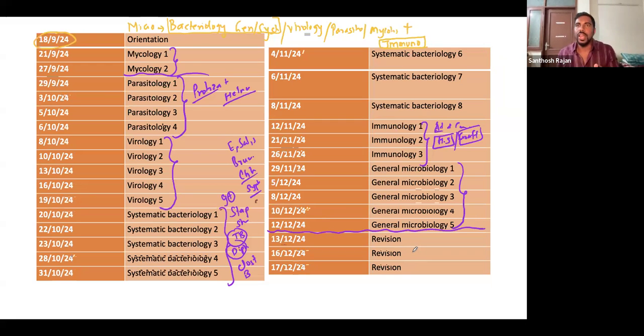For example, starting with L, you have Legionella, Leptospira, and Listeria. When the question comes, you will fumble. Oh my God, what is this? I think I read Lepto, but it's Listeria. That is the confusion in micro here.